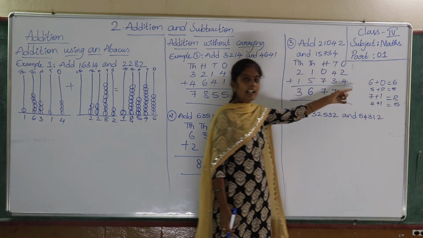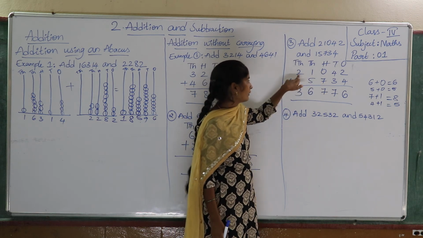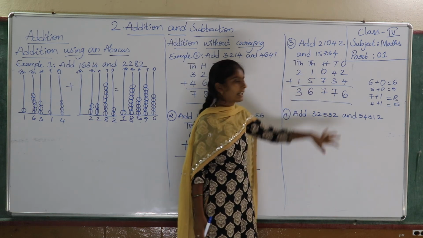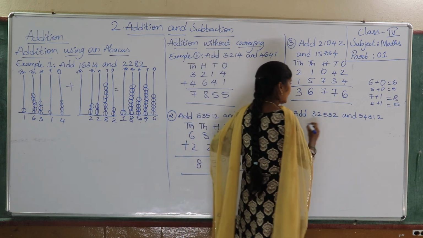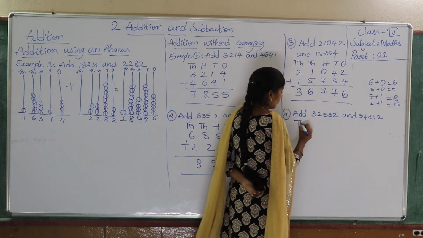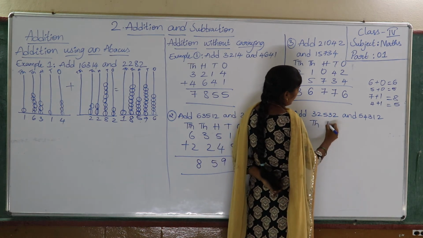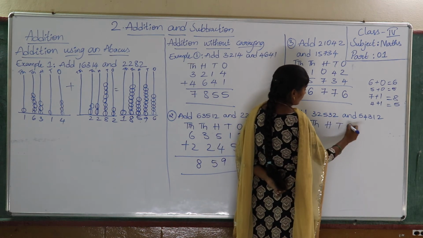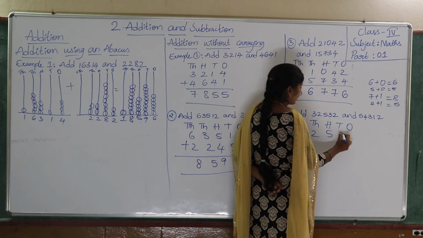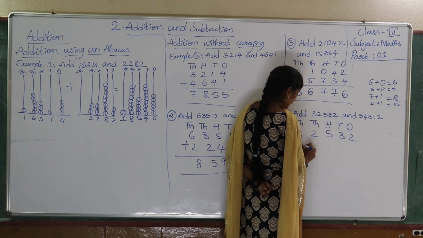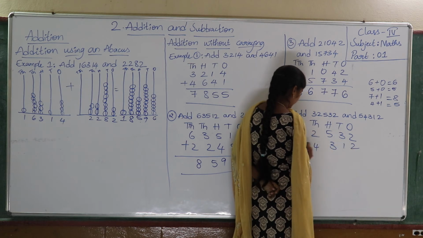5. So this is the addition property. If you remember this, such additions which are having 1 and a 0 will be easy for us. Now see one more example. So write the place value for this: 10,000, thousands, hundreds, tens, ones. Now write them: 32,532 and 54,312. Add them.